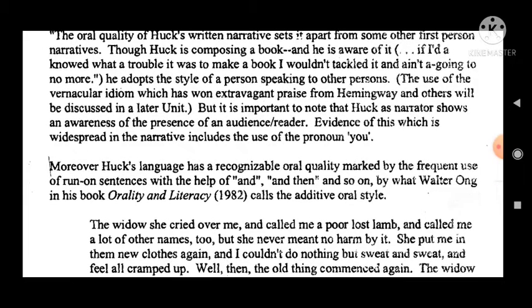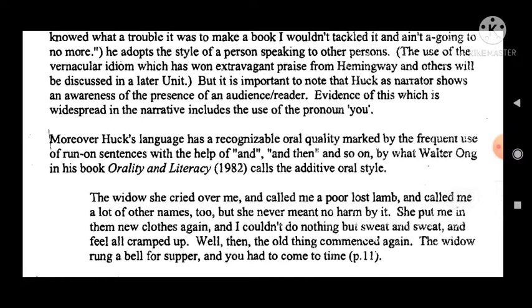The use of the vernacular idiom, which has won extravagant praise from Hemingway and others, will be discussed in a later unit. But it is important to note that Huck as a narrator shows an awareness of the presence of an audience or reader. Evidence of this, which is widespread in the narrative, includes the use of the pronoun you. Moreover, Huck's language has a recognizable oral quality marked by the frequent use of run-on sentences with the help of and, then, and so on, what Walter Ong in his book Orality and Literacy, 1982, calls the additive oral style.